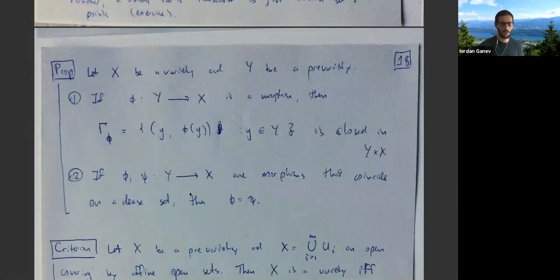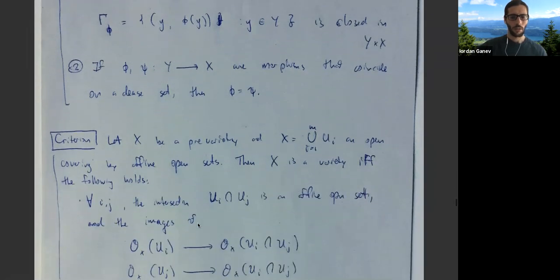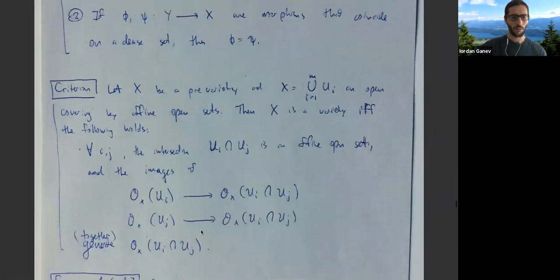So morphisms are kind of rigid. If we have two morphisms between varieties, or Y can be a pre-variety, I guess, and they coincide on a dense set of Y, then they must be equal. So there's no sort of almost equal, almost everywhere or anything. If they coincide on a dense set, then they're equal. And this is a criterion I think we might use at various points in the class.